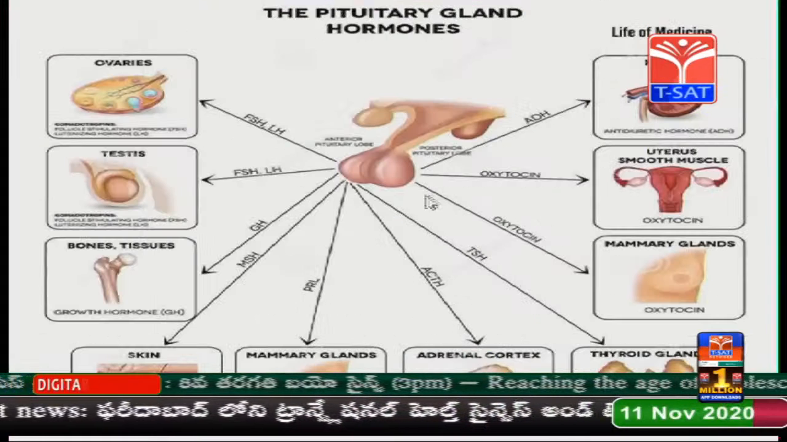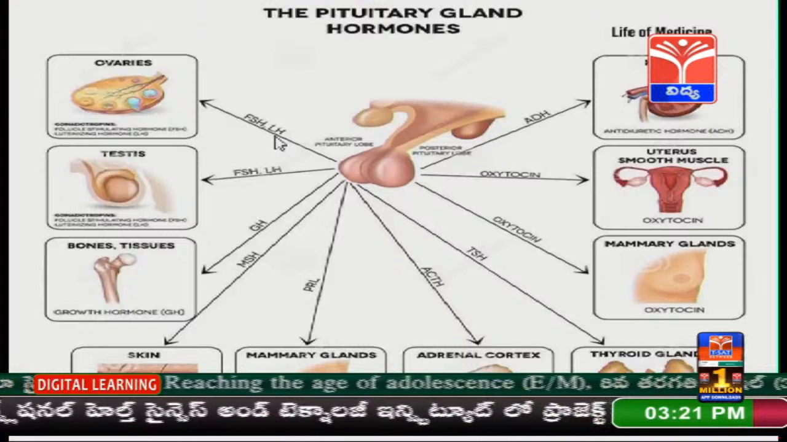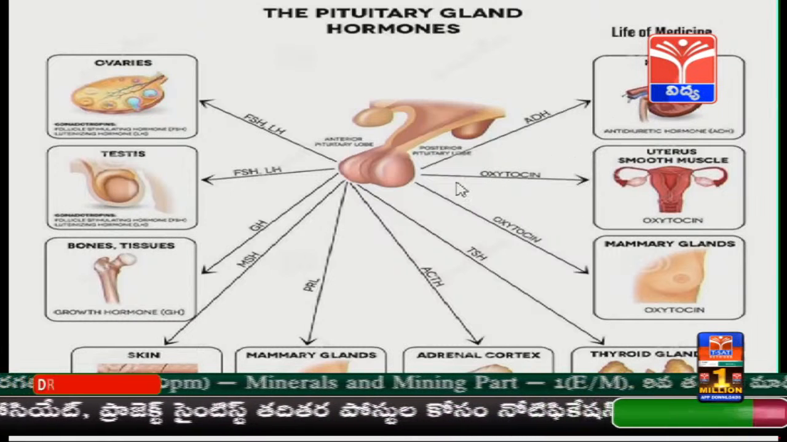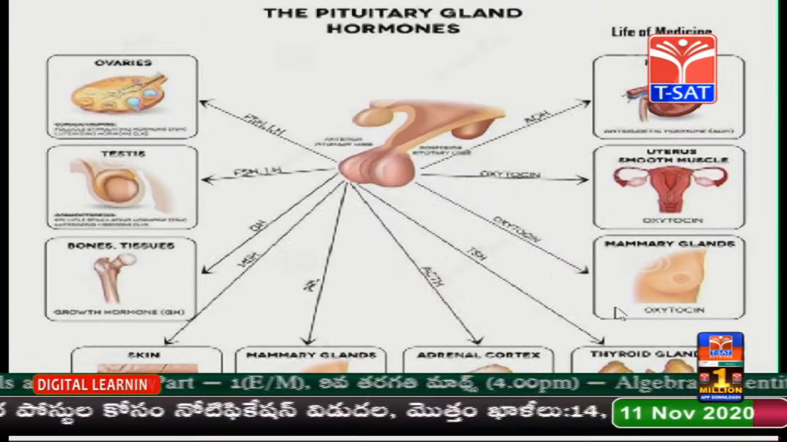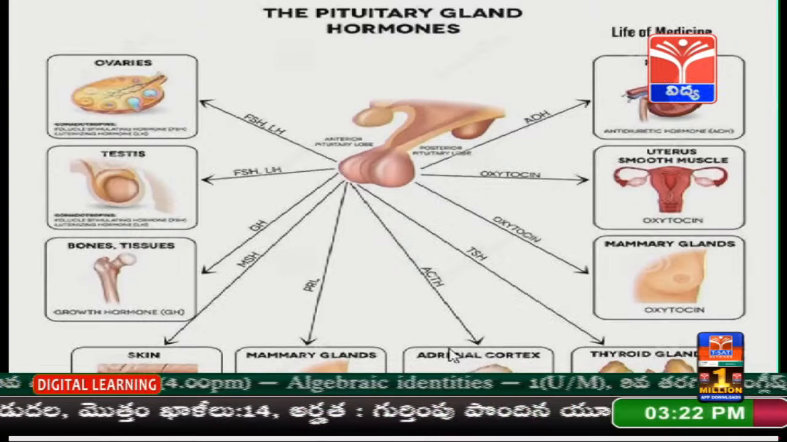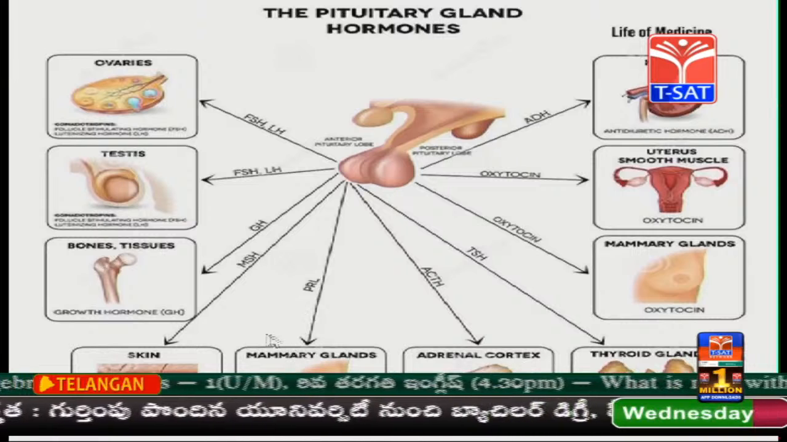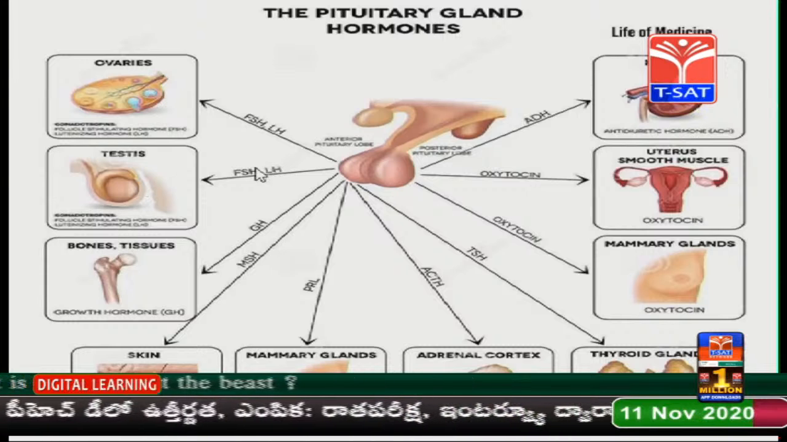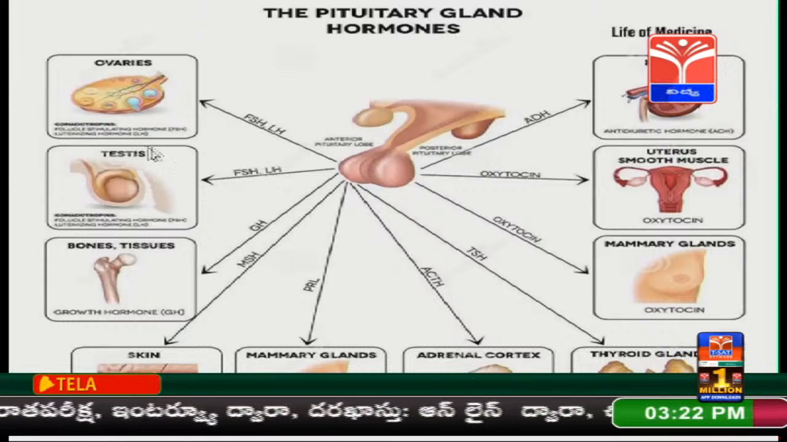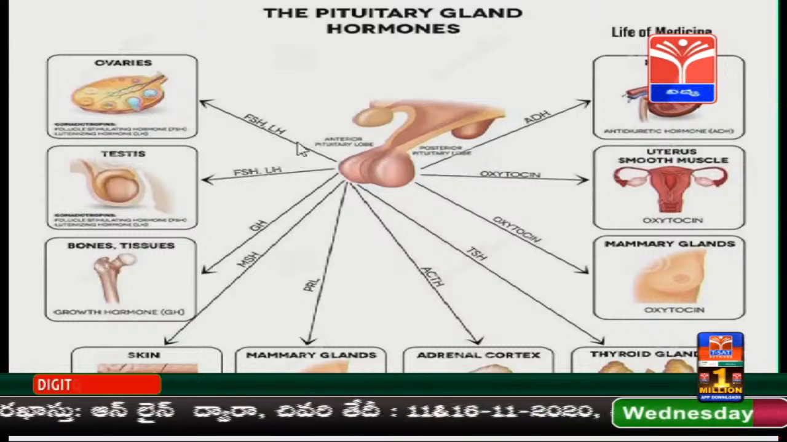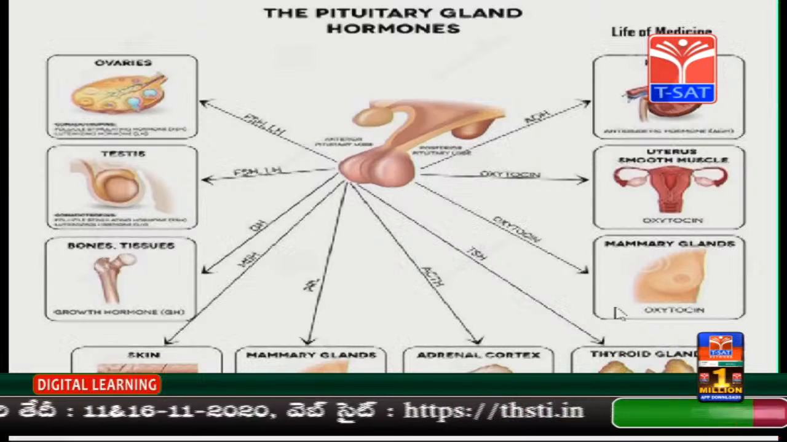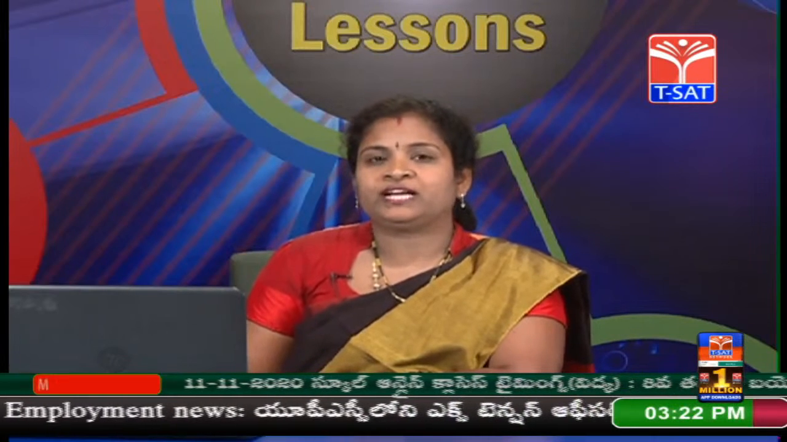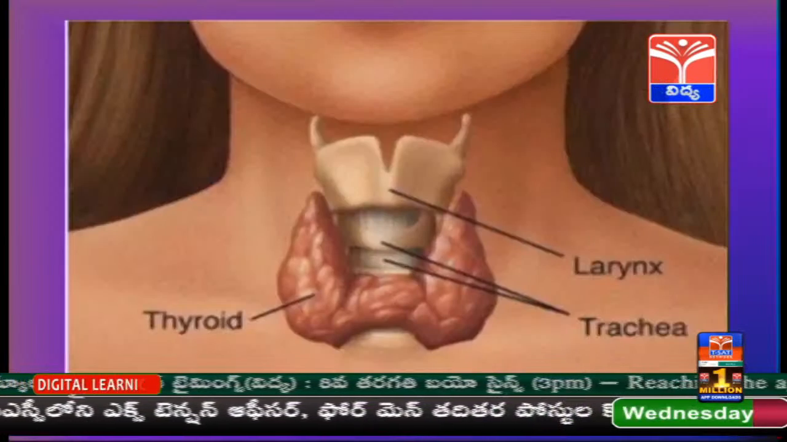See children, this pituitary gland produces so many hormones, and that is why it is called the master endocrine gland. ADH works in the functioning of the kidney, oxytocin in the reproductive organs and the breast, TSH in the functioning of the thyroid gland, ACTH in the proper functioning of the adrenal gland, prolactin in the functioning of the breast. Children, growth hormone works in the development of the bones, FSH and LH in the proper functioning of the reproductive organs. Like this, the pituitary gland produces different hormones which help in the proper functioning of the other endocrine glands.